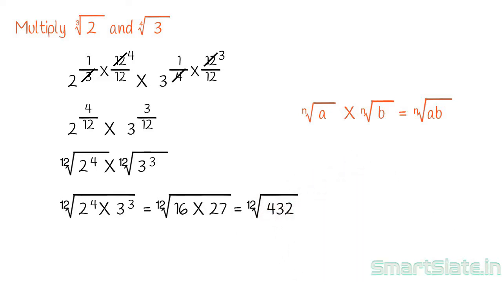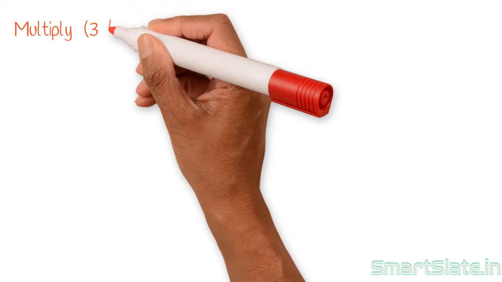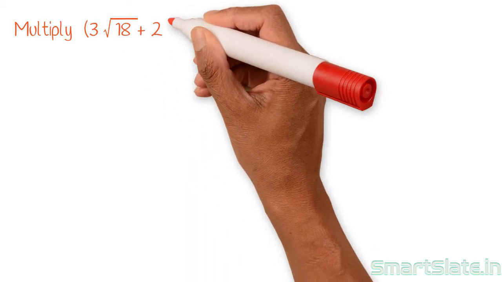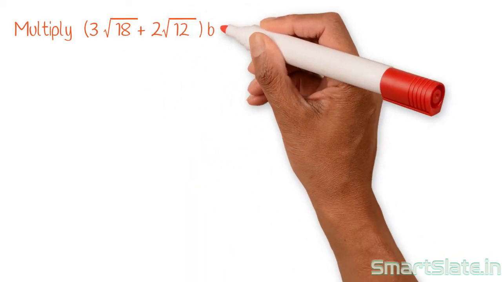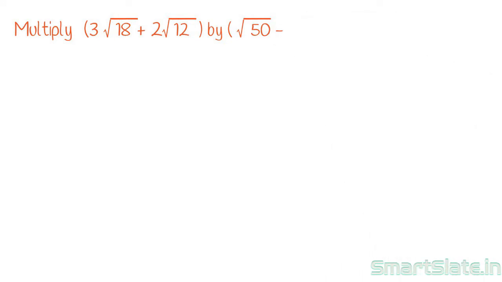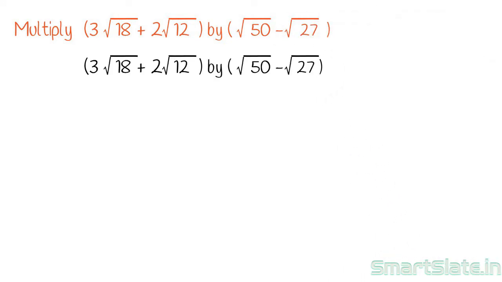Let's do the multiplication of binomial surds. Multiply 3 into square root of 18 plus 2 into square root of 12 by square root of 50 minus square root of 27. The first step is to reduce the surds into their simplest form. Take the first surd, 3 into square root of 18. 18 can be factorized into 9 and 2.